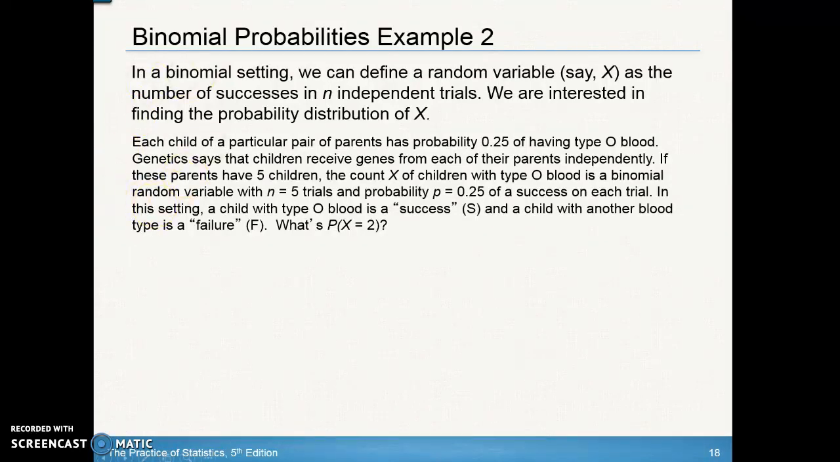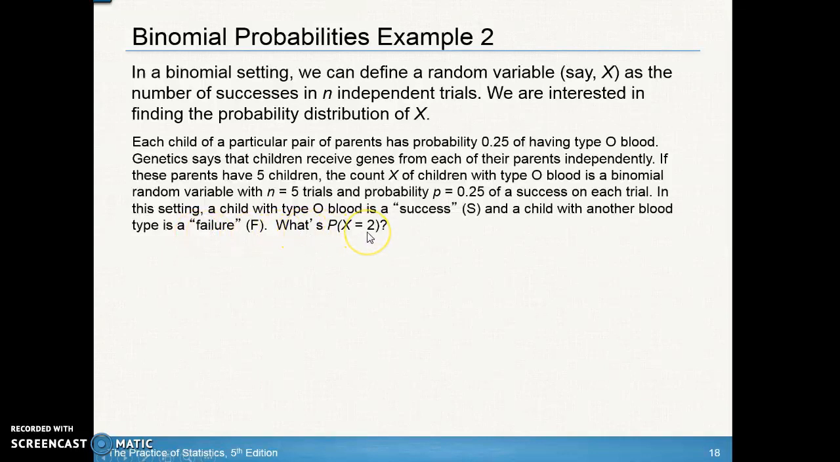Each child of a particular pair of parents has a 0.25 probability of having type O blood. Genetics says that children receive genes from each of their parents independently. If these parents have 5 children, the count X of children with type O blood is a binomial random variable with n equal to 5 trials, there are 5 children, and the probability of success, or the probability of them having type O blood, is 0.25. So in this setting, a child with type O blood is a success, and a child without type O blood is a failure.